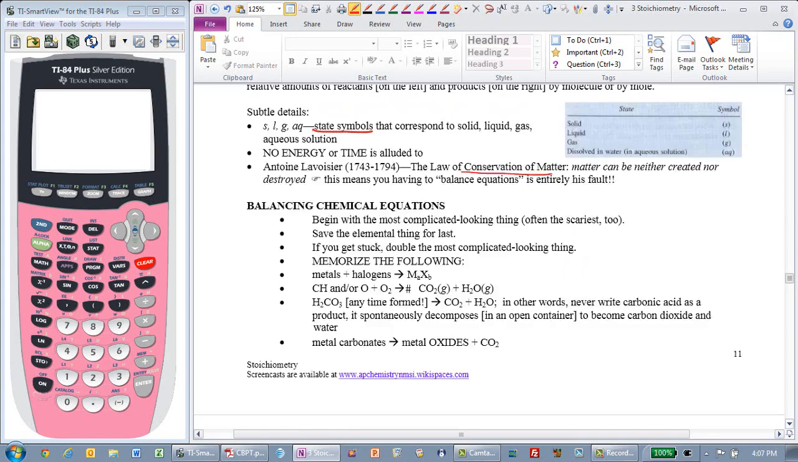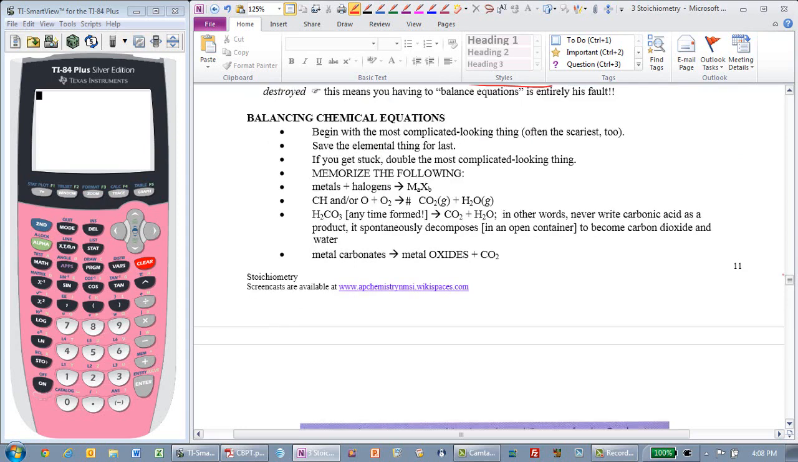So to balance the chemical equations, we have some little steps to follow. We're going to begin with the most complicated looking thing. That's often the scariest looking thing. That's the best place to start. If you can get that to work out, then you may be finished by the time you get that one just settled with everything else that's in the equation.